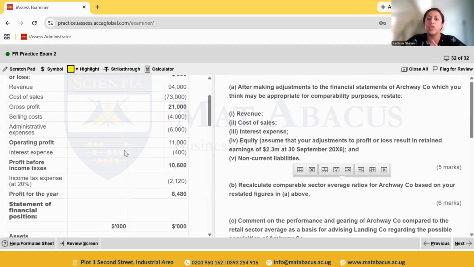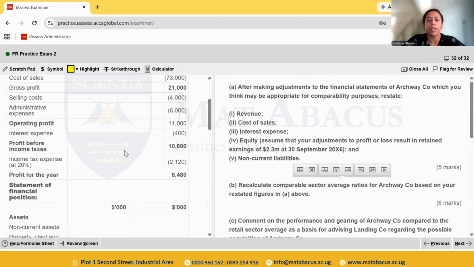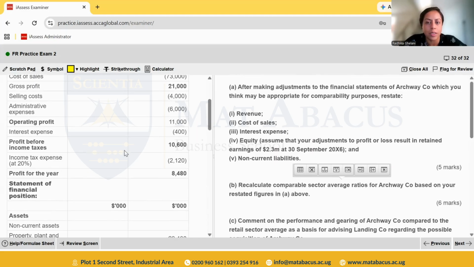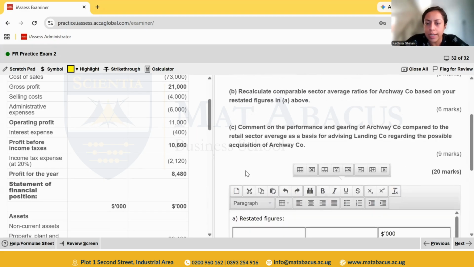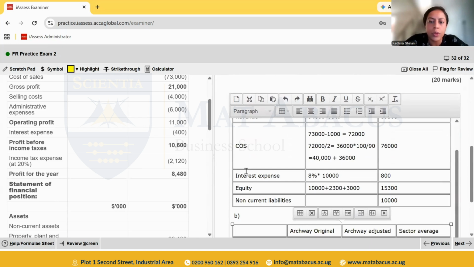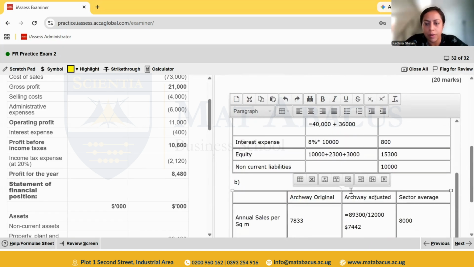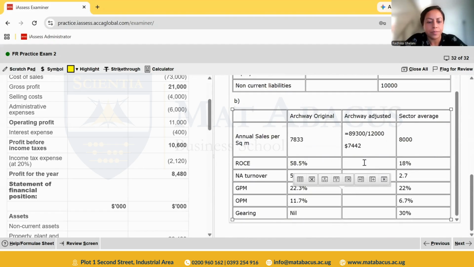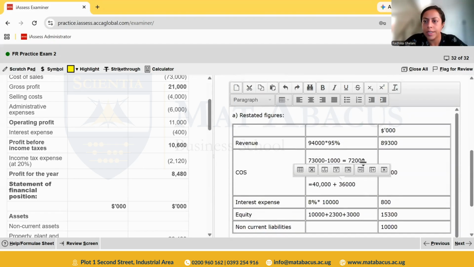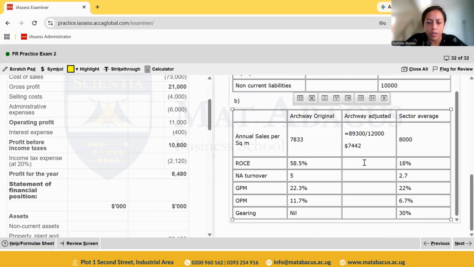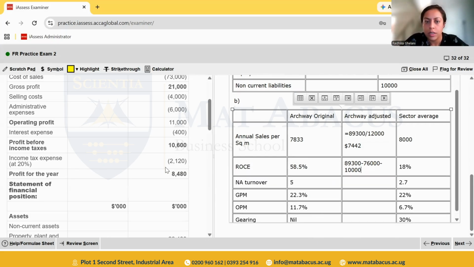Capital employed, there are two ways. You can either get total assets minus current liabilities, or you get equity plus non-current liabilities. We already know the equity figure. We've calculated it in part A as 15,300, and we know non-current liabilities are 10 million. So we can use that. We just have to get our operating profit. So ROCE is going to be, how much was our new revenue? 89,300 minus 76,000. Remember, operating profit, you have to subtract the selling and admin costs as well. So minus the 10,000, 4 plus 6. Which gives us how much?